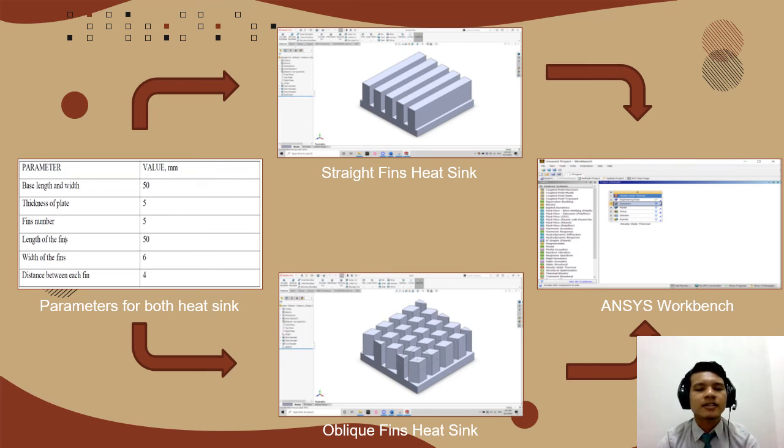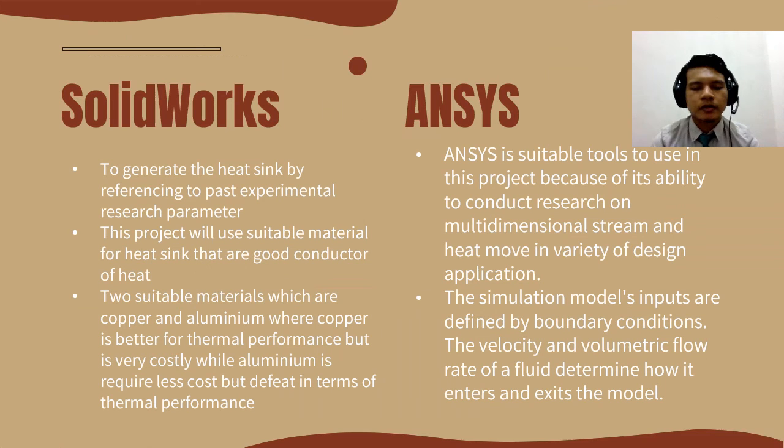The flow of the design process is as follows. Parameters for both heatsinks are taken from the previous study, and then the design is made for the straight fins heatsink and the oblique fins heatsink in SolidWorks, and then both designs are imported to ANSYS Workbench to proceed with CFD simulation. SolidWorks is used to generate the heatsink by referencing past experimental research parameters.